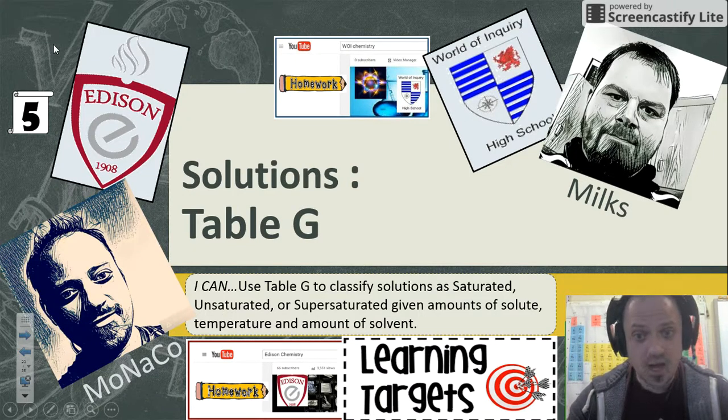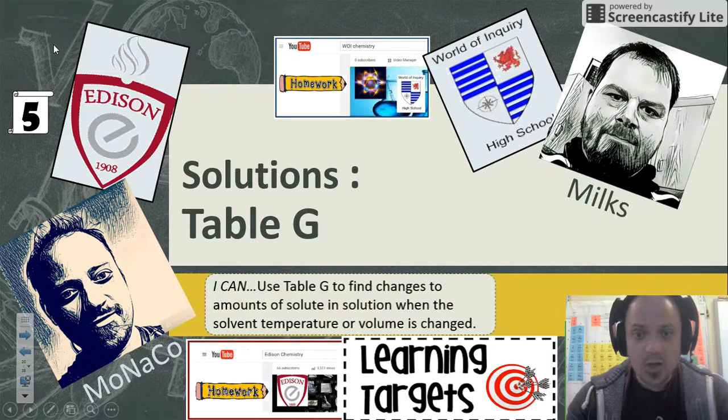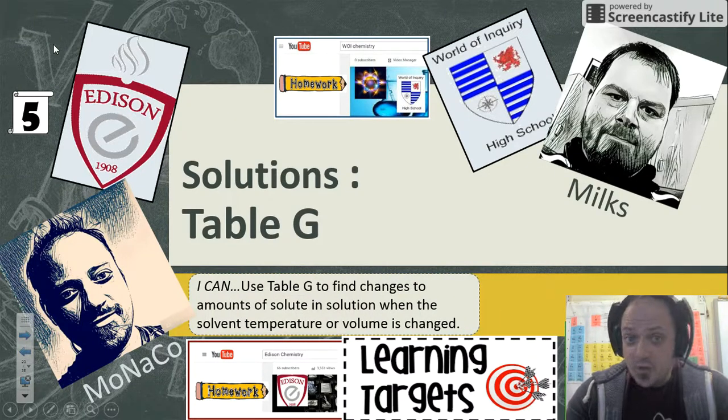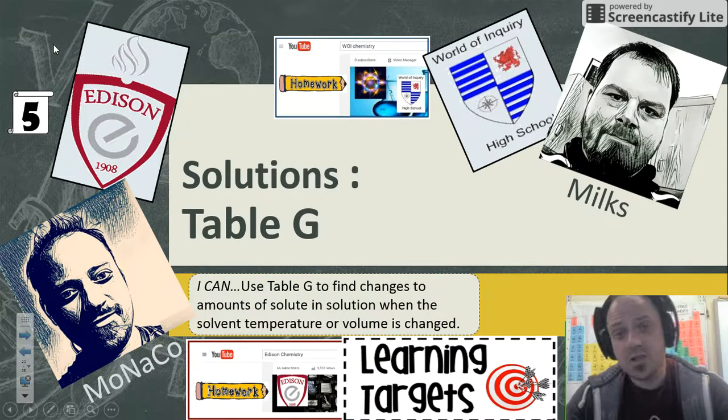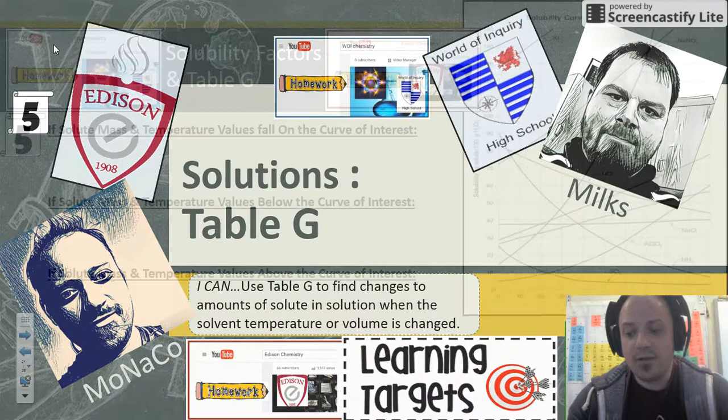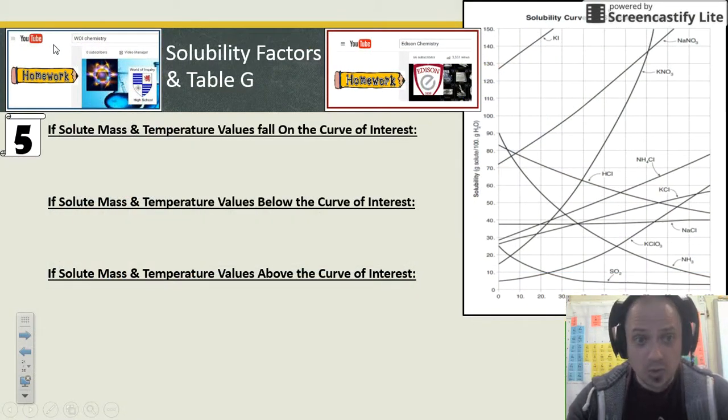Saturated, unsaturated solution, given amounts of solute and solvent, how much material will dissolve. And we have to use table G for this. Changes in those values also will ensue. As the temperature changes or the amount of material changes, you have to be able to use table G to track those changes. And so let's get into it, all right?